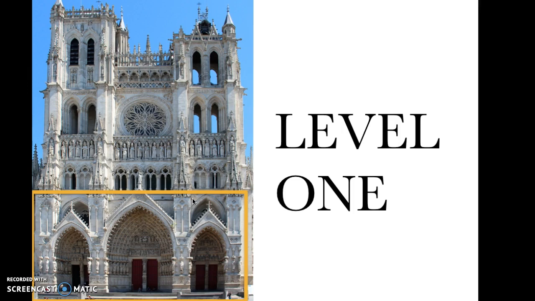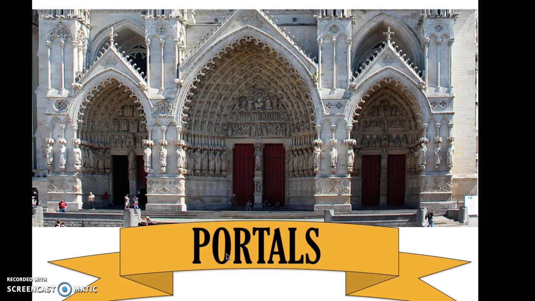Now, let's start looking at each one of these levels, starting at the bottom, because it's almost as if when you look at a cathedral you can read it just like a book. And it's telling the story of how we need God. And let me explain to you how that is. Level one just happens to have the doors. And the doors lead into the cathedral where people will talk about the sins that they've committed, maybe ask for forgiveness, and worship God. So let's look at this.